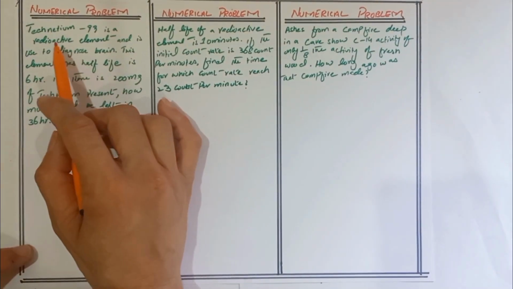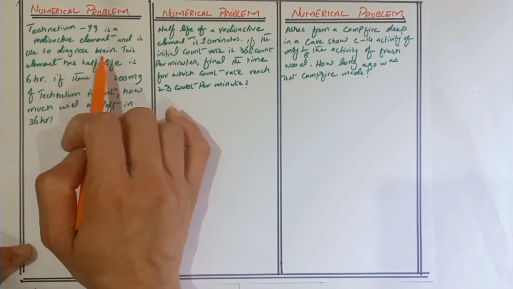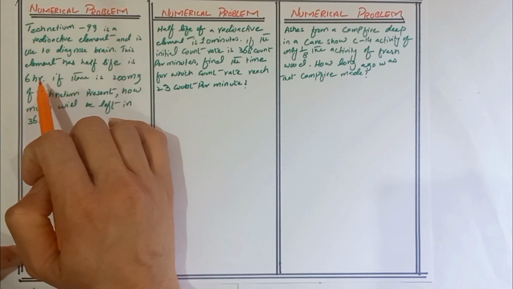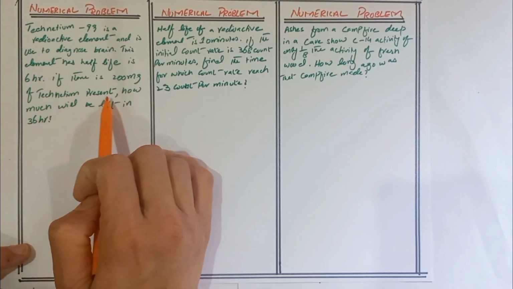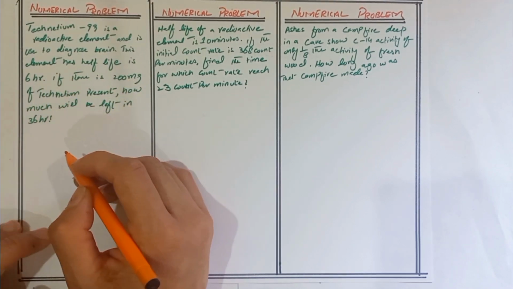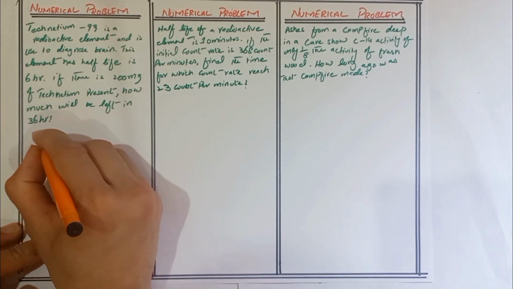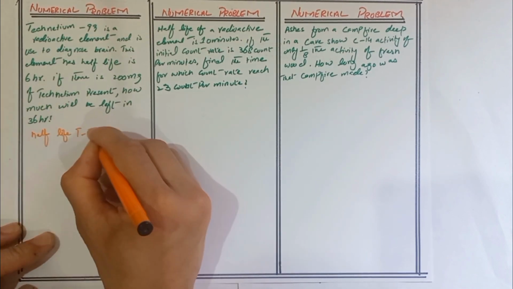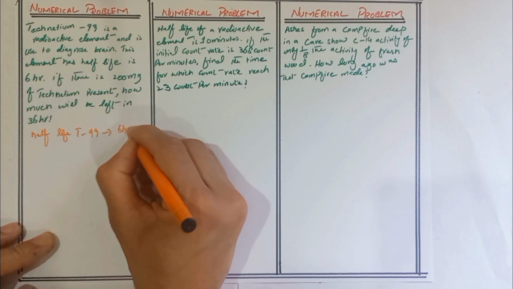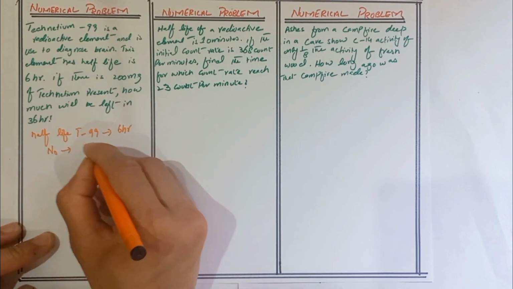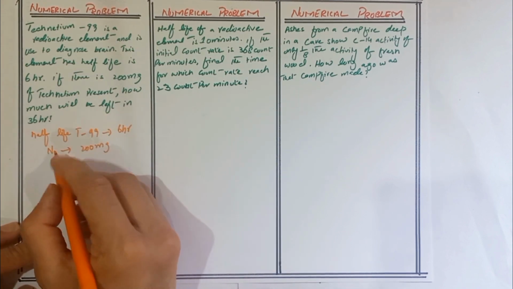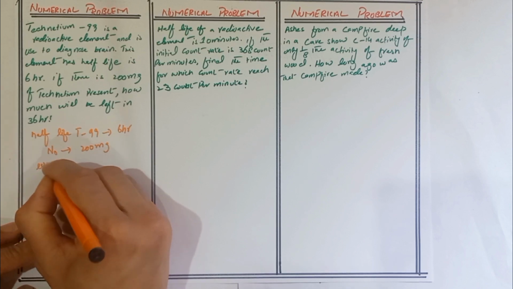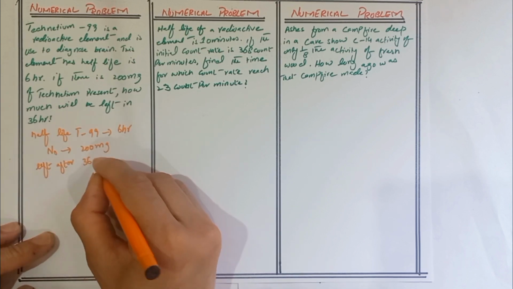Now we discuss technetium-99, a radioactive element used to diagnose the brain. This element has a half-life of 6 hours. If there is 200 milligrams of technetium present, how much will be left in 36 hours? So here the half-life of technetium-99 is 6 hours. The original sample is given as 200 milligrams. How much is left after 36 hours?